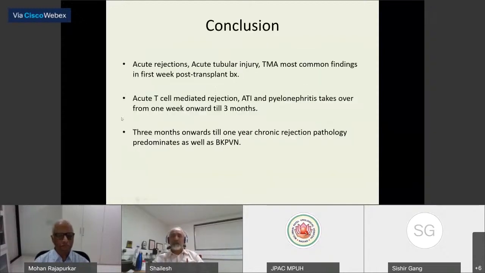So in conclusion, acute rejection process and TMA are most common in the first week of post-transplant biopsy. T-cell-mediated rejection, acute tubular injury and pyelonephritis take over from 1 week to 3 months, and beyond 3 months we see more cases of chronic rejection and IFTA, as well as BK virus nephropathy.